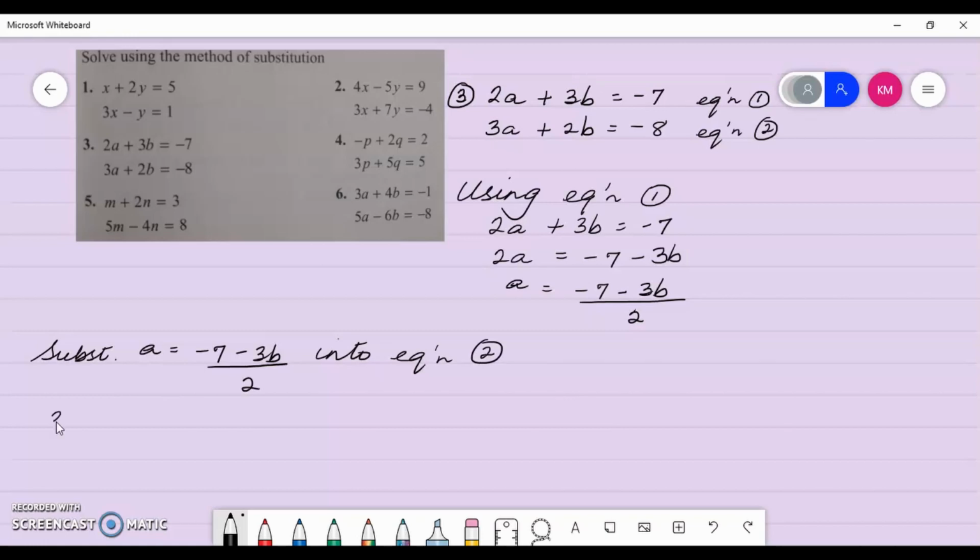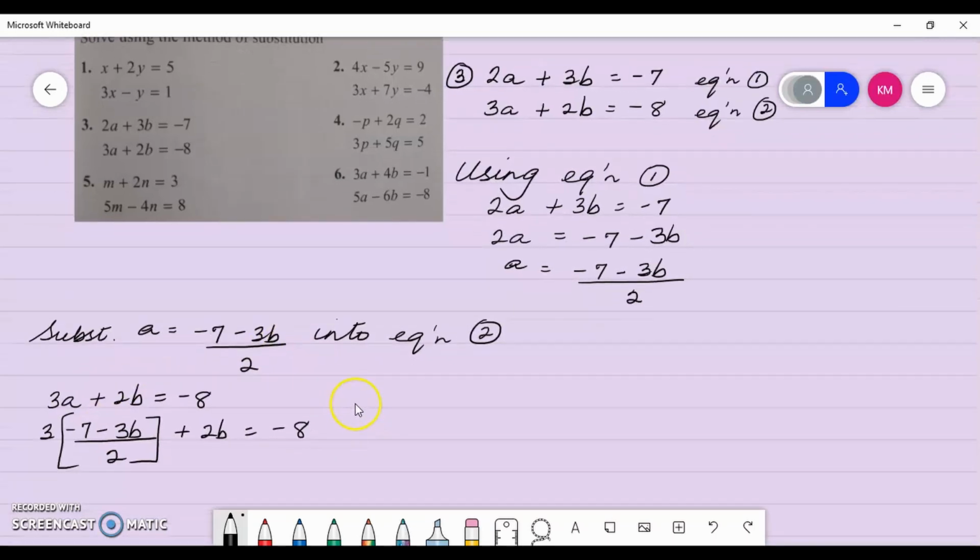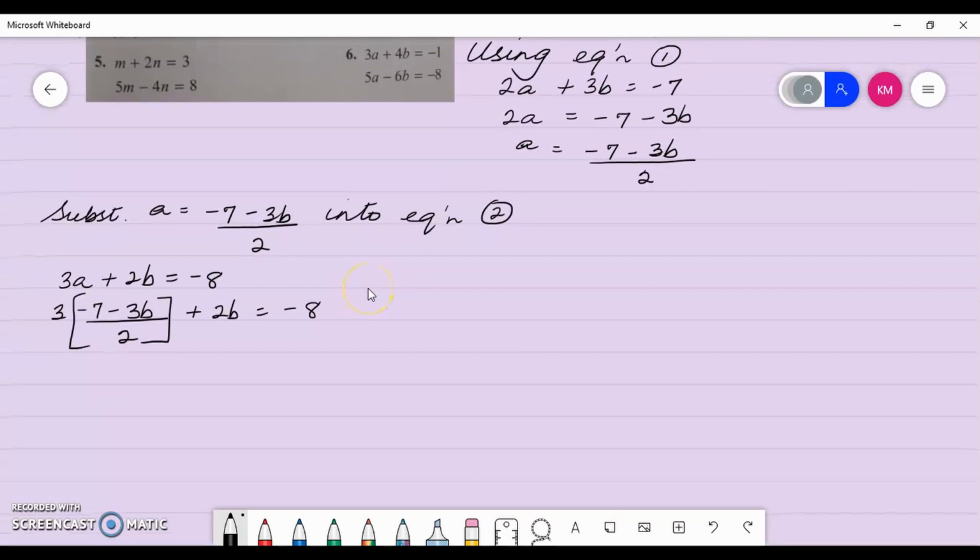So my equation 2 is 3a plus 2b is equal to negative 8. I'm going to substitute that expression there now, which is negative 7 take away 3b divided by 2, and put back that plus 2b is equal to negative 8. Now I simplify that expression there. So I get 3 multiplied by negative 7, that's negative 21, take away 3 3s are 9, 9b over 2. Plus 2b is equal to negative 8.